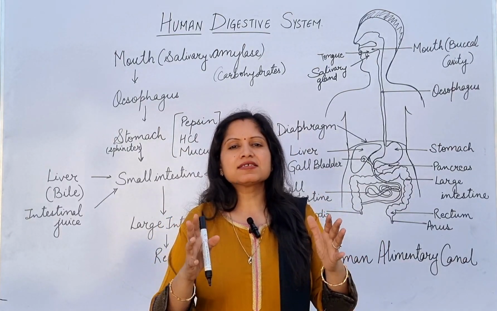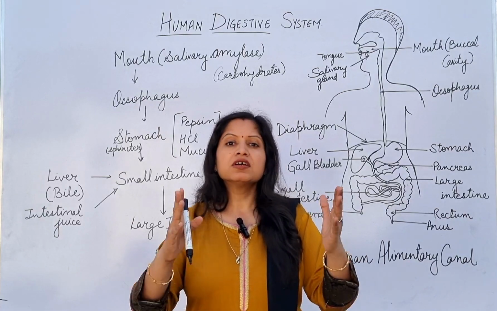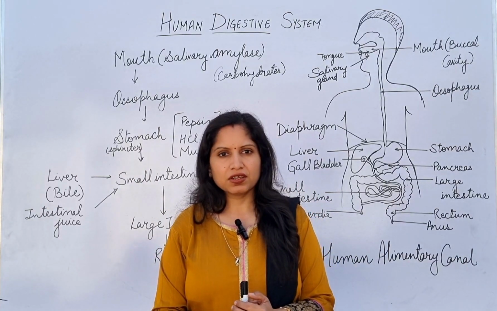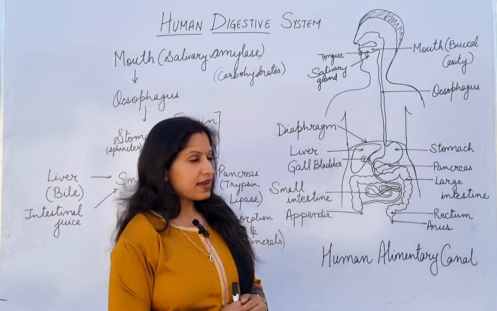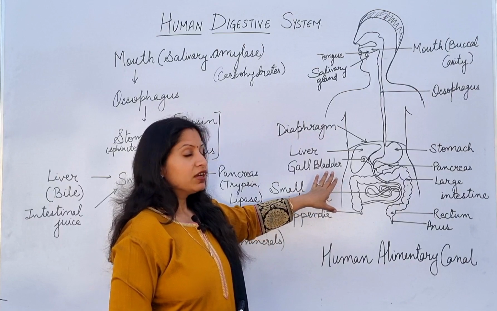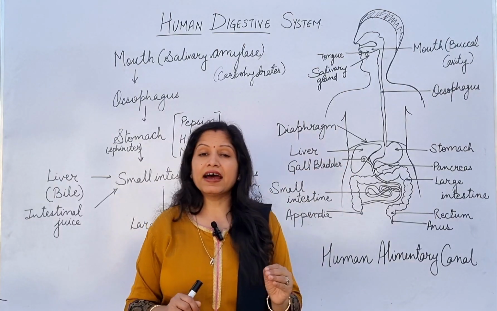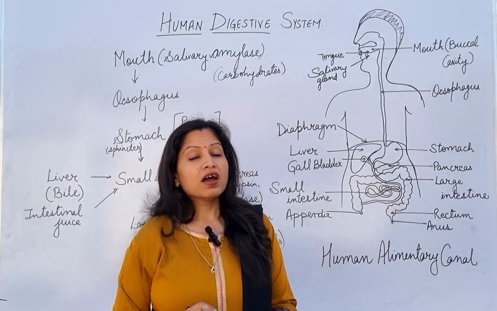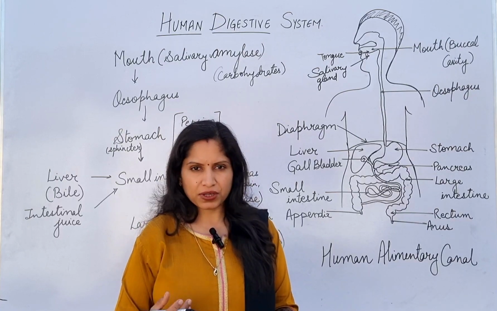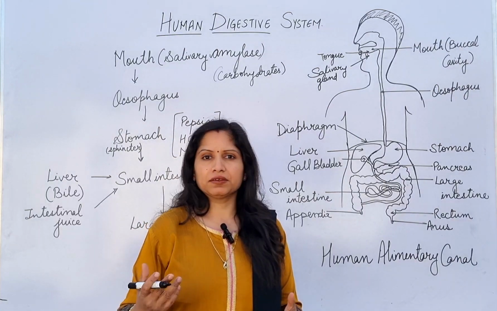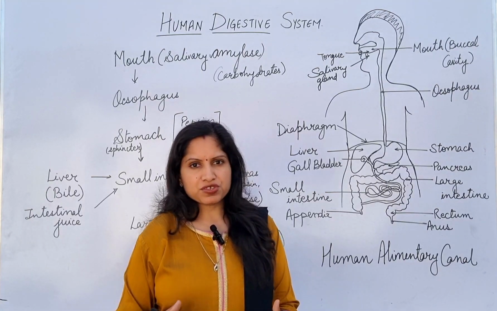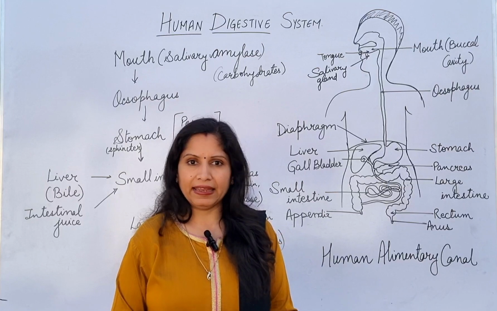The small intestine plays a very important role in the process of digestion. Why? In the small intestine only, we receive the secretions from the liver. Liver is a digestive gland, and this liver produces bile juice. Okay, जिसको हिंदी में बोलते हैं पित्त. You must have heard that. So, the liver produces bile juice or bile.